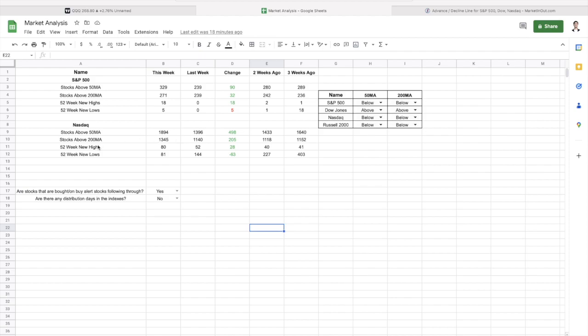As for stocks making their 52-week new highs, 2 weeks ago it was 52, and last week was 80, so an increase of 28. And for stocks making their 52-week new lows, 2 weeks ago we had 144, and last week we had 81. So that's a decrease of 63.